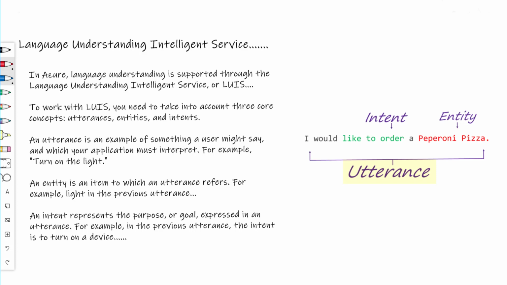An utterance is an example of something someone may say. I would like to order a pepperoni pizza, for example. From that, we can determine the entity, a pepperoni pizza, and the intent, to order one. Let's jump into Azure and build our solution.